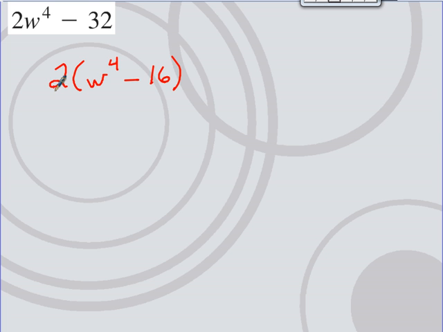This won't factor anymore. Why? It's a number. This will: w to the 4th minus 16. Go through your steps. It has 2 terms, so we say, is it difference of squares or difference or sum of cubes? And yes, it is.